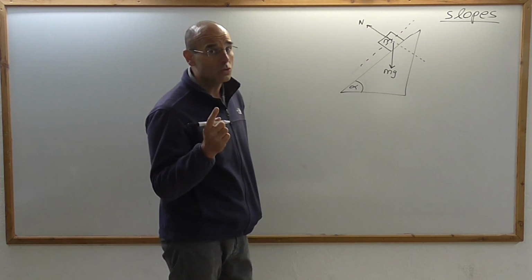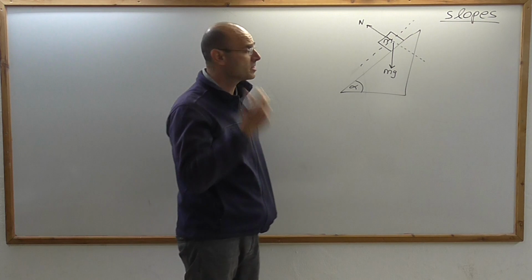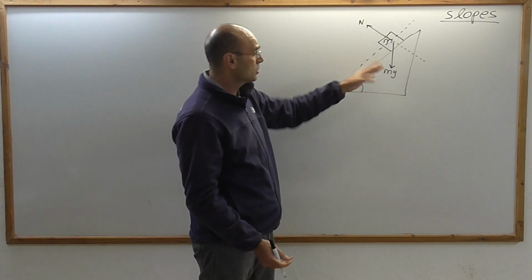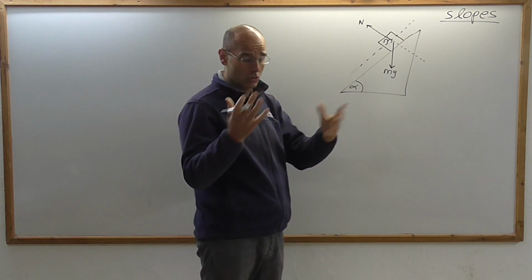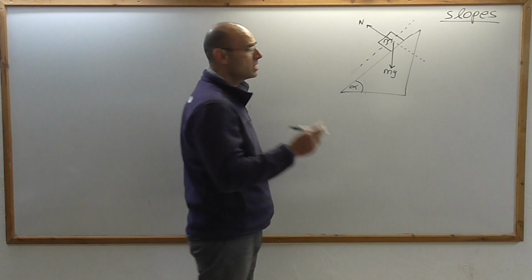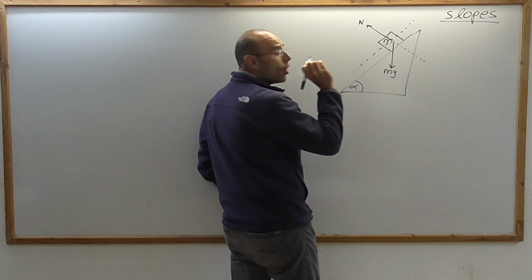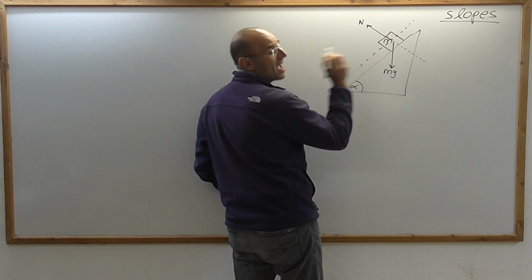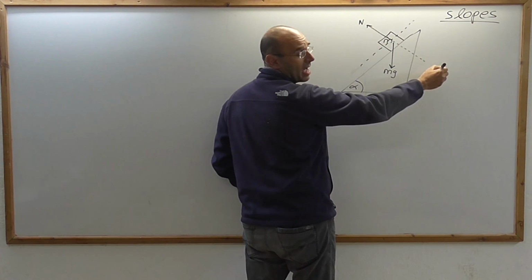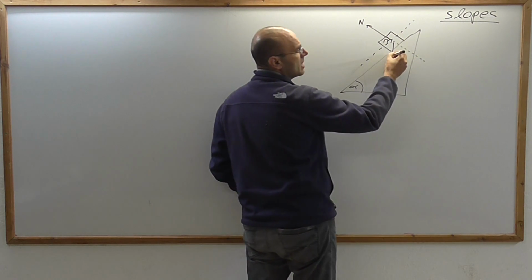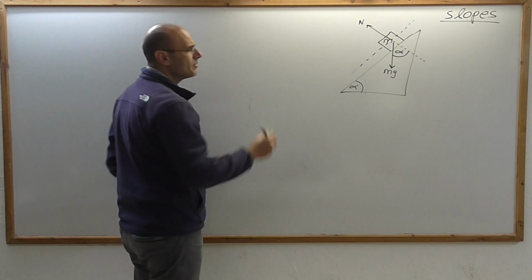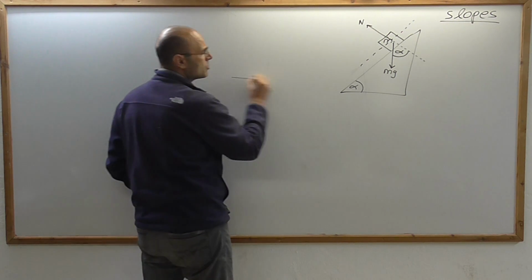So what I need to do now, if you remember our first lesson, I need to break this vector into its components in order to calculate the Newton laws. So, how do I know how to break it into components? Always the angle between the y axis and the mg is the angle of the slope. Why is that? I will show you in another drawing.